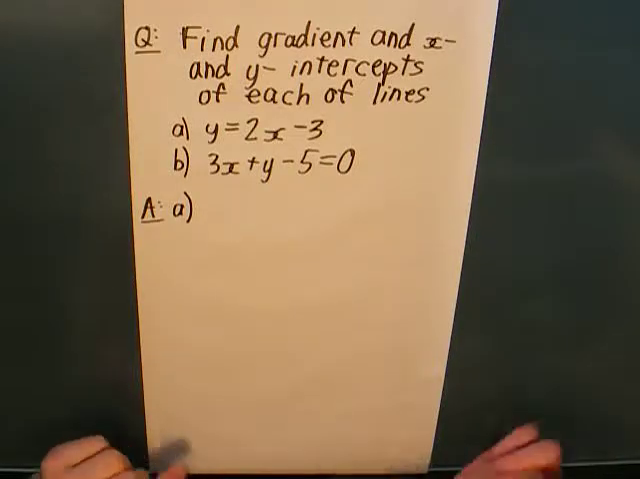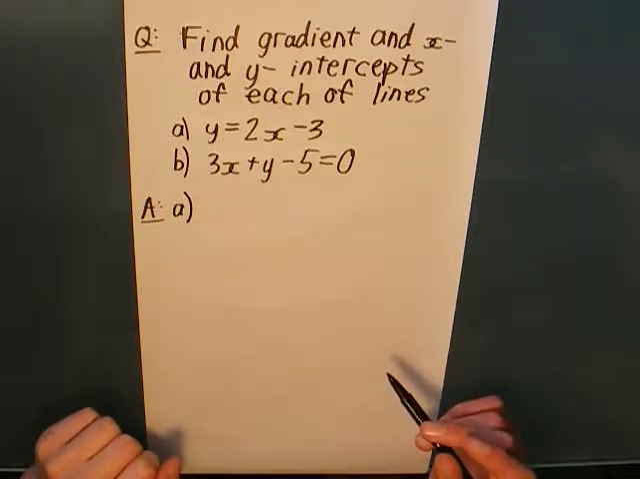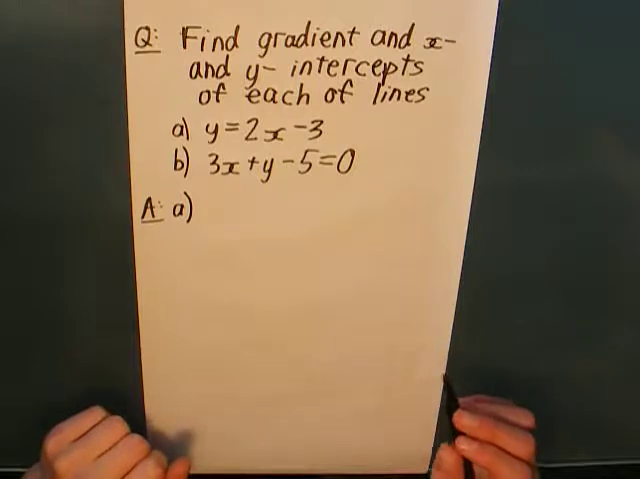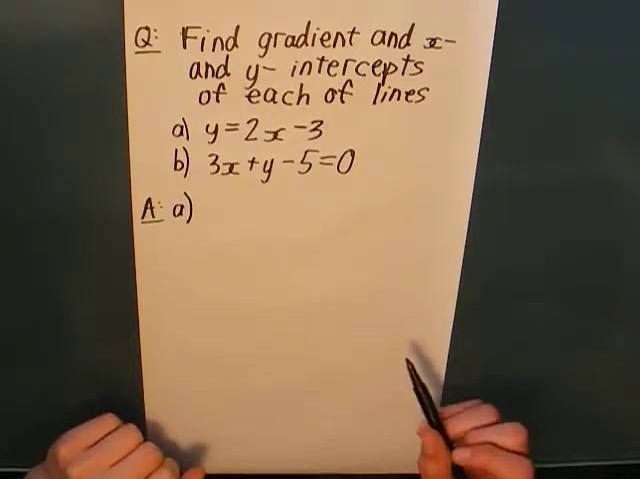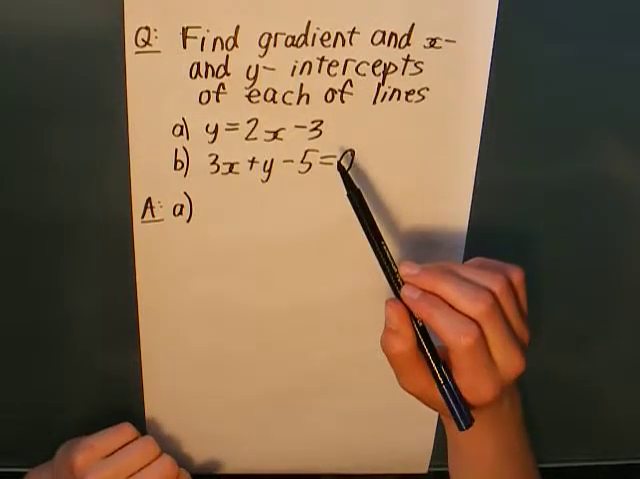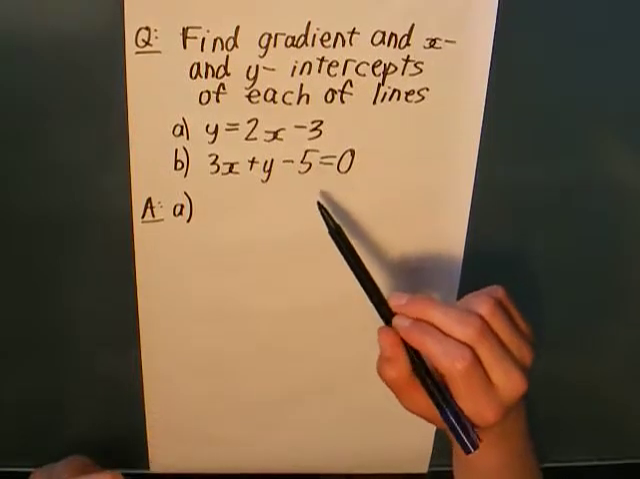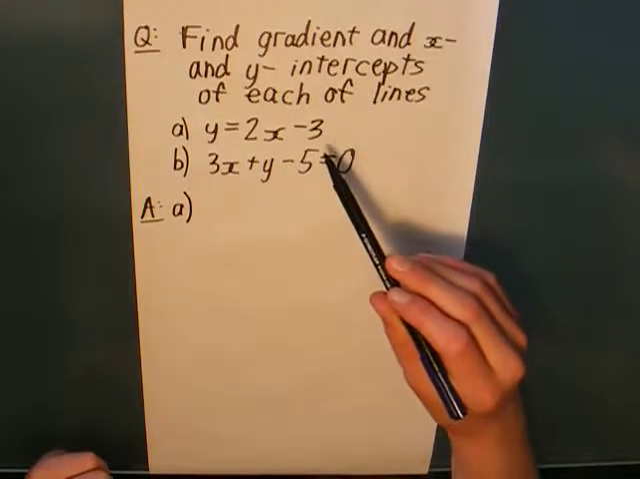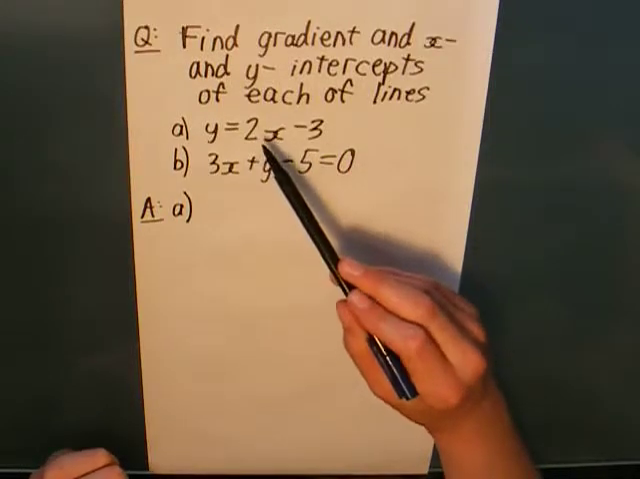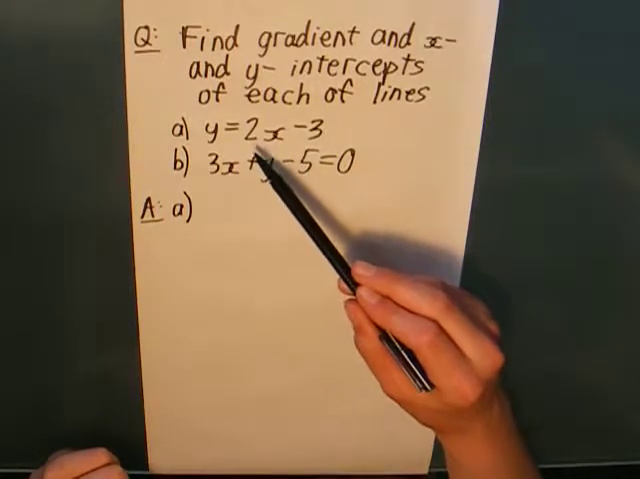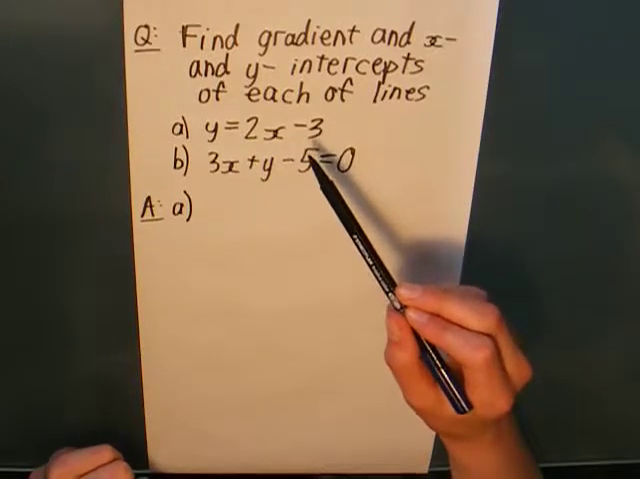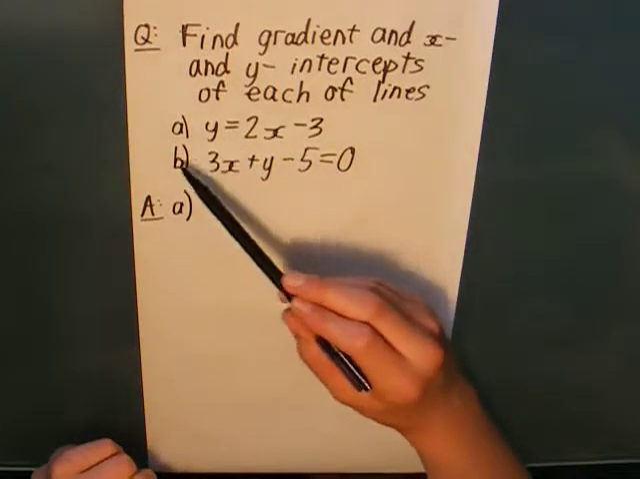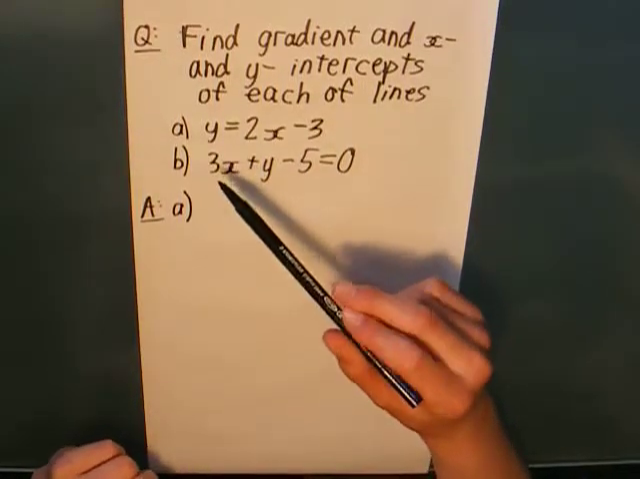So in this video I'm going to be teaching you how to find the gradient and x and y intercepts of a straight line. Okay, so here I've got two straight lines, two equations in two different forms. Now the first form, the key part of this form is you've got x multiplied by a number and you've got a constant term, and it's just y, not a coefficient of y, equal to that.